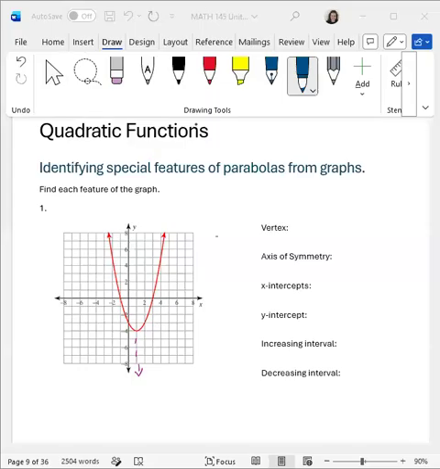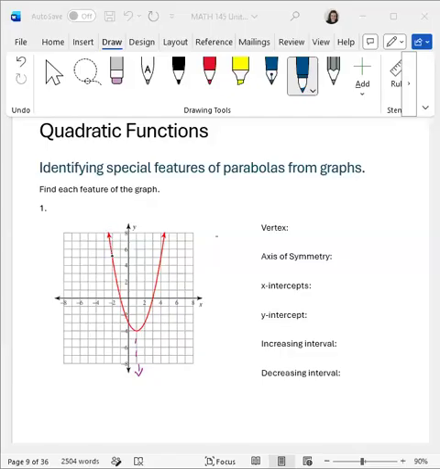In this video, we're going to be talking about quadratic functions. Specifically, we're talking about identifying features of a parabola, which is this U-shaped graph, which all quadratic functions will take on that shape. Okay, so to start, the vertex of a parabola is the turning point of the graph.